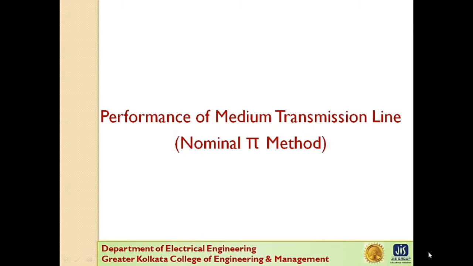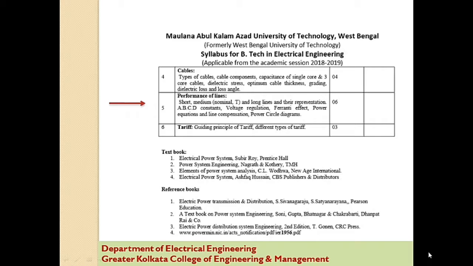In my previous video, I discussed the performance of a medium transmission line using two methods, the end condenser method and the nominal T method. In this video, I will discuss the nominal pi method. This topic is included in Module 5, Performance of Lines, of the subject Power System 1. The subject code is EC-EE-502.